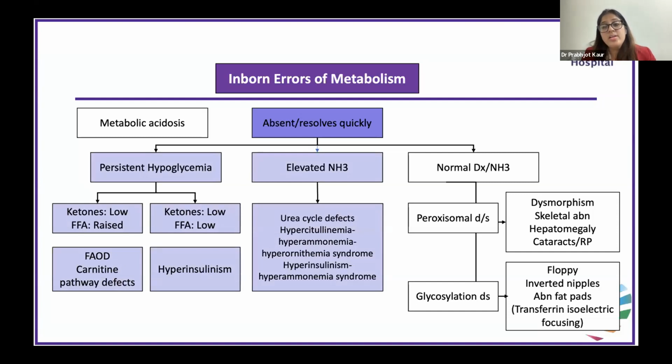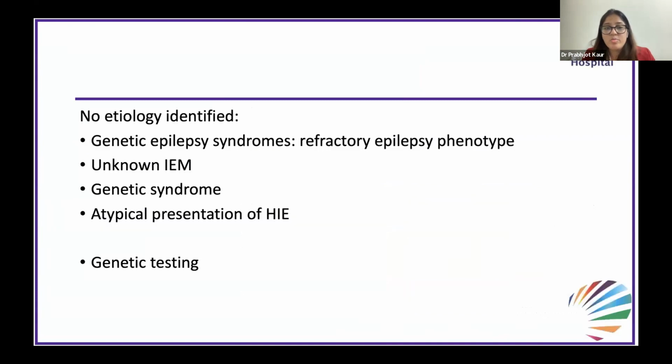In case of normal sugars, no hypoglycemia and ammonia, there can be a set of other genetic disorders that we can consider, some of which include peroxisomal disorders, which will have clinical clues like dysmorphism, skeletal abnormalities, hepatomegaly, cataracts, retinitis pigmentosa. Glycosylation disorders, again, uncommon, but can have a floppy, weak baby, can have inverted nipples, abnormal fat pads, and transferrin isoelectric focusing may be helpful.